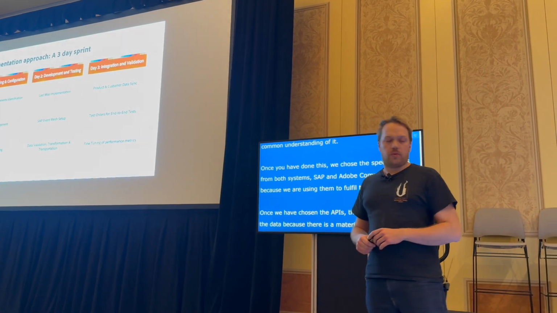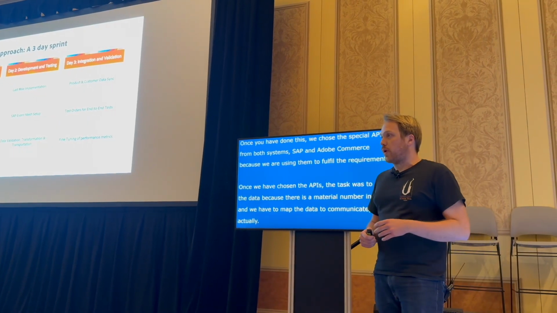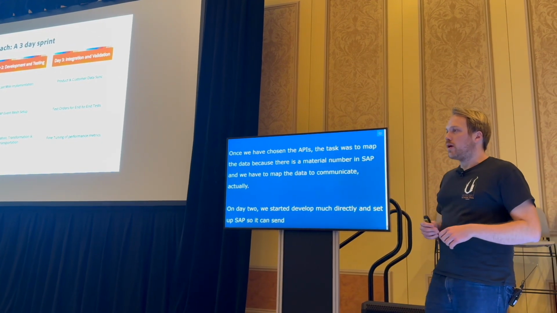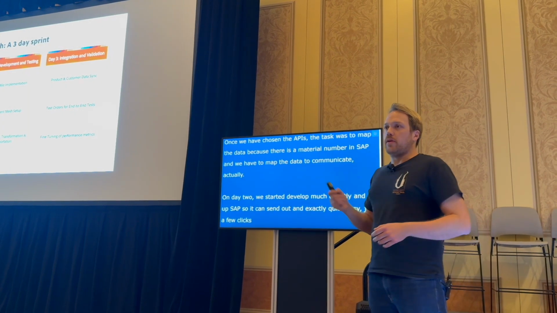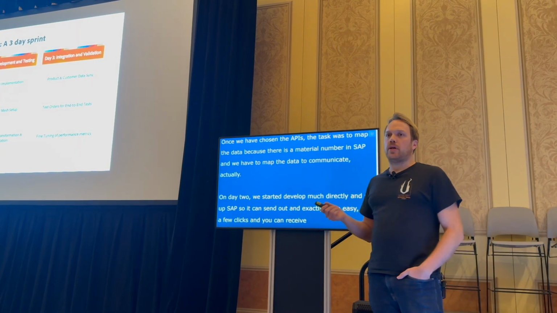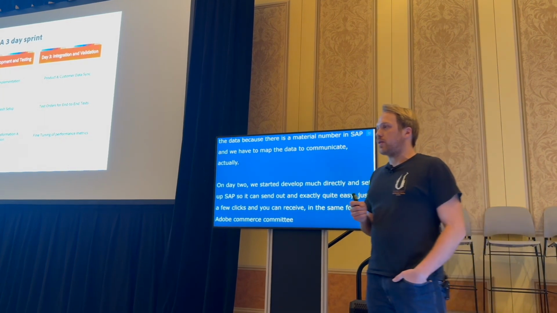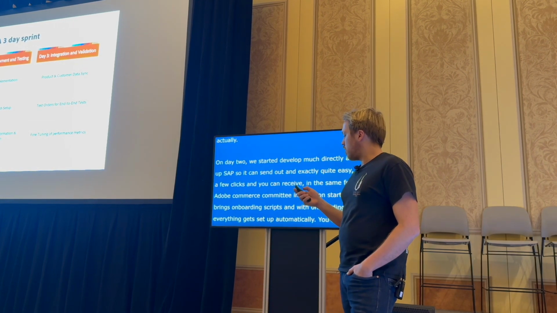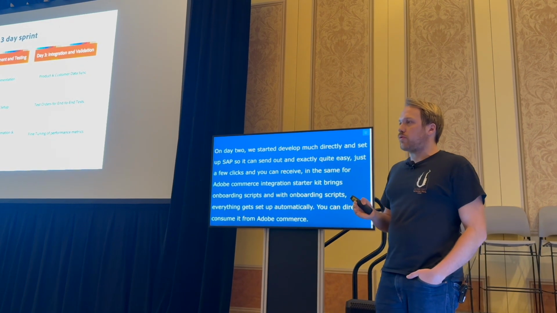On day 2, we started development directly. We set up SAP so it can send out events, and it's actually quite easy. It's just a few clicks and you can then receive events from SAP. The same for Adobe Commerce. The integration starter kit brings onboarding scripts, and with these onboarding scripts, everything gets set up automatically and you can directly consume events and data from Adobe Commerce. So what our main task was there is data validation, transformation and transportation. So this is the main task you have to focus on.